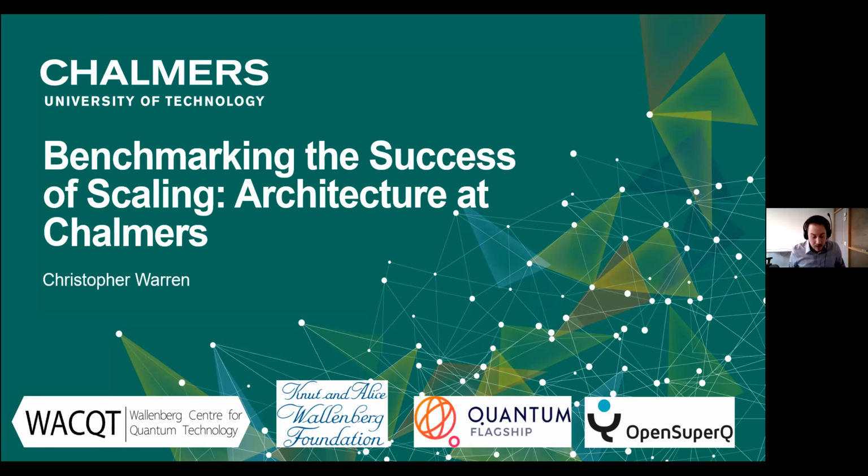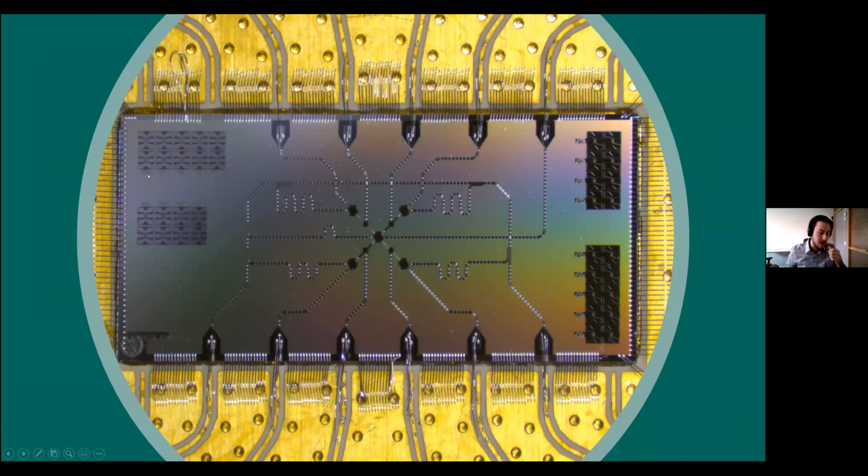Great. Hi, my name is Chris Warren. I'm a PhD student here at Chalmers University, and I'm mostly focusing on the qubit control of multi-qubit architectures. So I was asked to give kind of a brief overview of our developments here at Chalmers in terms of our architecture. So I wanted to give a talk a little bit on benchmarking the success of scaling, I guess, is my title. So I generally like to start my talks with the punchline.